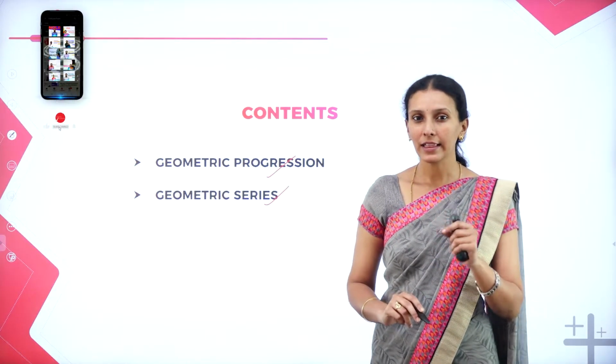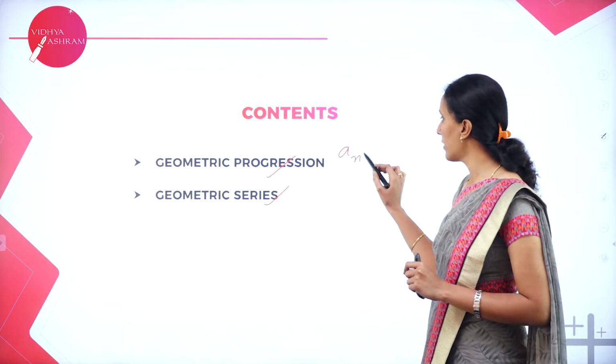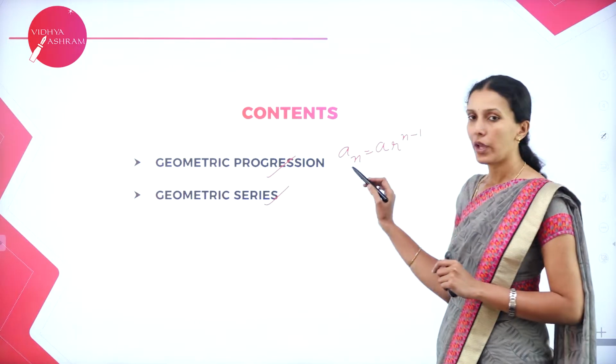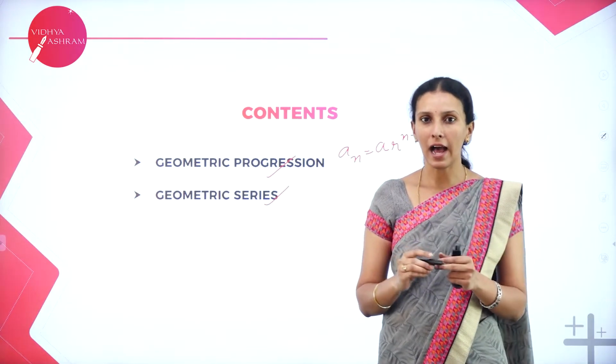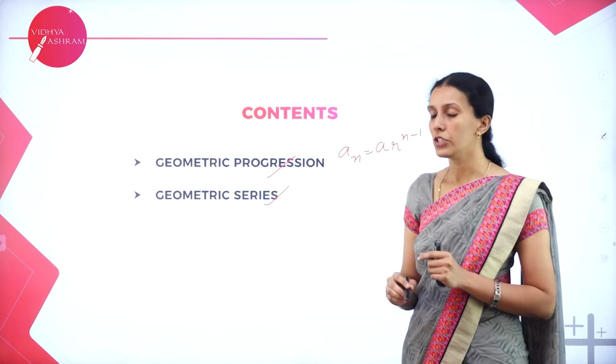So here in this session, we'll be studying a few problems on the geometric progression and the geometric series. So what is the nth term of a geometric progression? It is given by an is equal to a r to the power n minus 1, where a is the first term and r is the common ratio between the two terms in a GP.